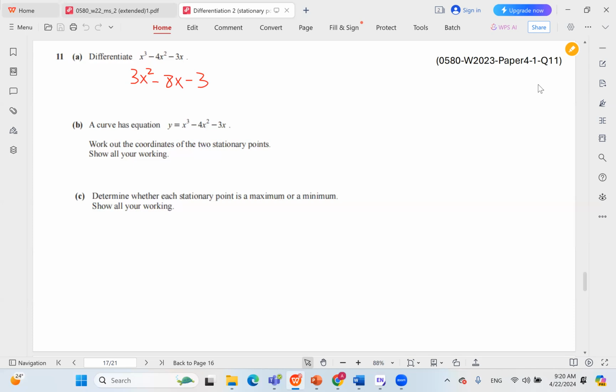So we already got y dash. So y dash equals 3x squared minus 8x minus 3, and this is equal to 0. And we want to figure out the values of x. So A equals 3, B equals negative 8, C equals negative 3. You cannot just use the calculator to evaluate A, B, and C because they said show all your working. So you have to use either factorization or the quadratic formula, whichever one you choose.